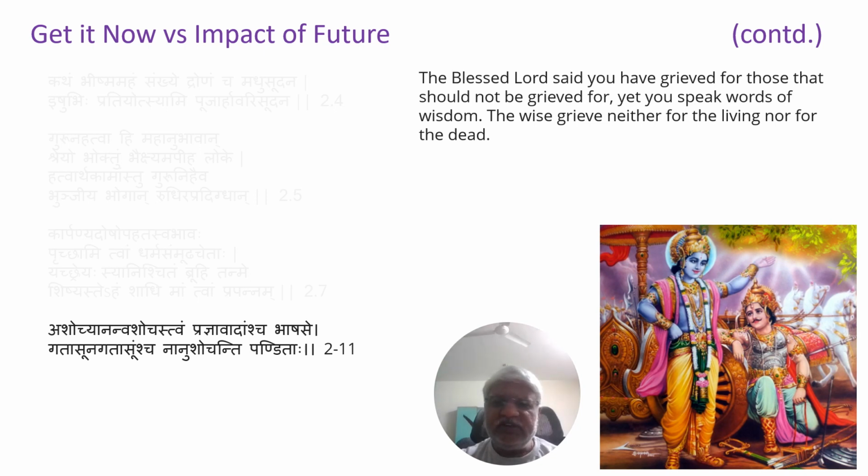So Krishna is saying that you have grieved for those that should not be grieved for, yet you speak words of wisdom. The wise grieve neither for the living nor for the dead. So he was mentioning that Arjuna should try to come out of this bad situation, as the people whom you will be killing, or you thought of killing, have ultimately already died.